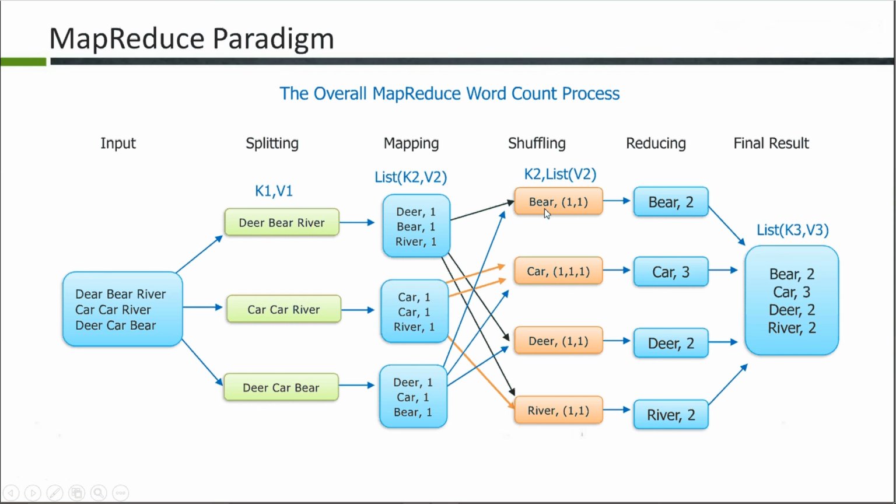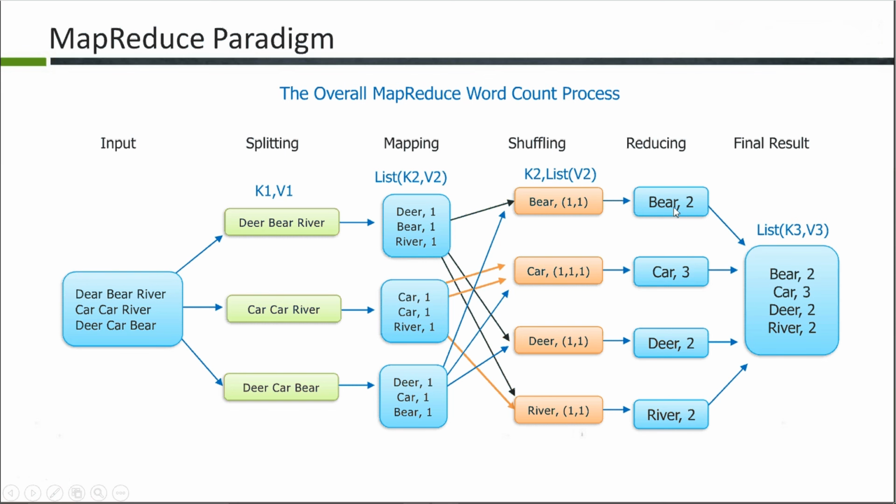The shuffler shuffles this data accordingly. So beer 1 means that in the first set there was one beer. There was no beer in the second set, but there is a beer in the third set, so it means beer 1 1. Similarly in car, there's no car in the first set. There are 2 cars in the second set, which means car 1 1. And in the third set, there is only a single car, so we get car 1, which means 3 cars. Deer 1. There's deer 1 in the first set, there's no deer in the second set, there's a deer in the third set, so we get deer 1 1. Similarly for river, so we send this data to the reducer.